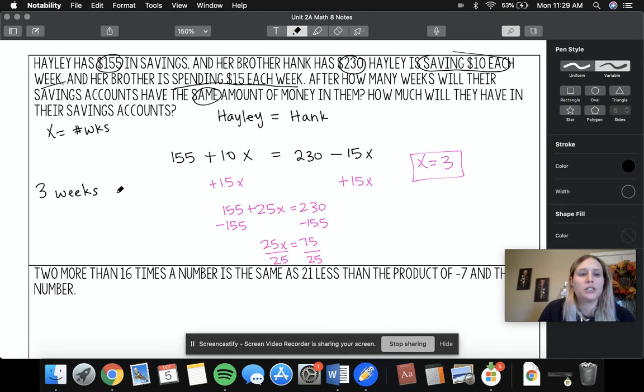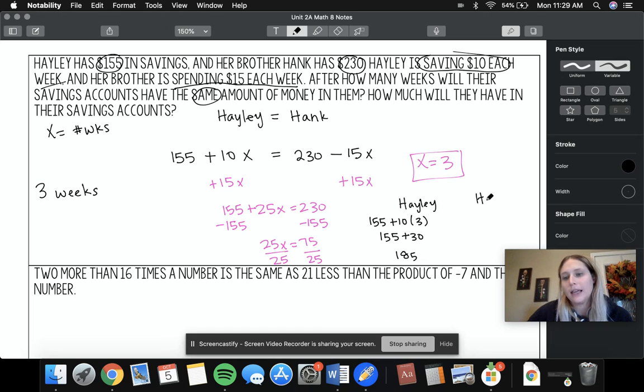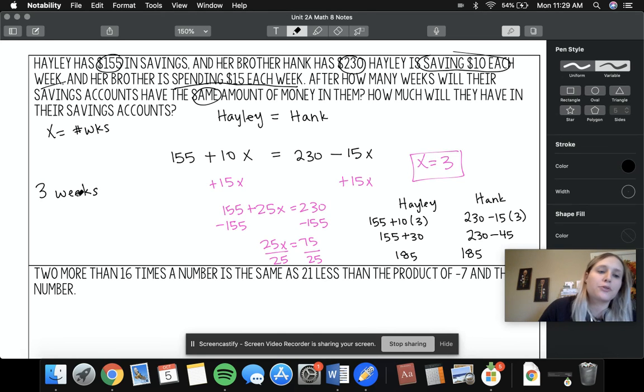And it says how much will each of them have in their savings account? So you can either do Haley and do 155 plus $10 for every week. So for 3 weeks, that would be 185. And if we're right, Hank should have the same amount. So Hank had 230, but he spent $15 for 3 weeks. So that would be 230 minus 45, which would also be 185. So after 3 weeks, they will both have $185.